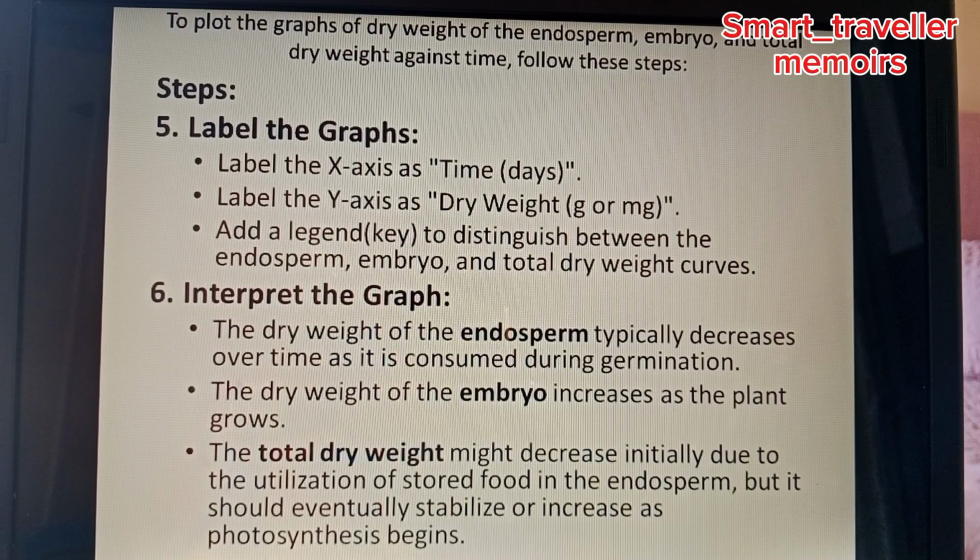Interpret the graph. The dry weight of the endosperm typically decreases over time as it is consumed during germination. The dry weight of the embryo increases as the plant grows. The total dry weight might decrease initially due to utilization of stored food in the endosperm, but it should eventually stabilize or increase as photosynthesis begins. This is just our interpretation. We have not yet seen how our graph will look, so continue, my dear friends.